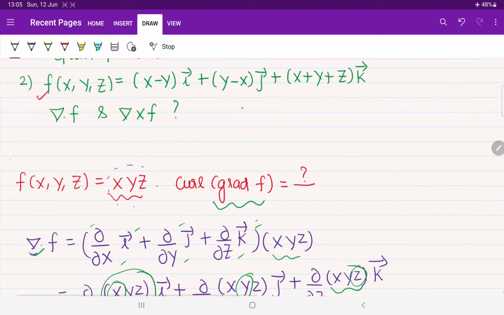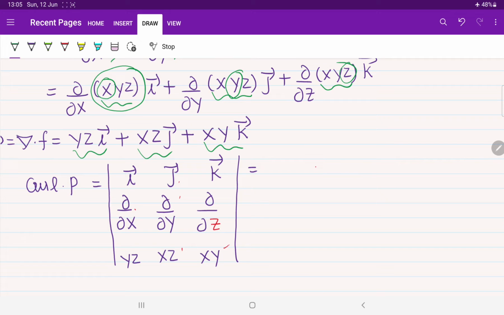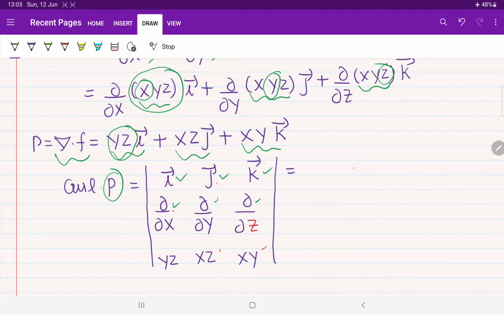Now it's time to calculate the curl of this whole function. I am naming this p, simply to understand. Now tell me, how will you express the curl of a vector field? In the first row we write i, j, k. In the second row we write the differential operator: dou by dou x, dou by dou y, dou by dou z. In the third row we collect the coefficients of the given vector field, here p, or gradient of f. Coefficient of i vector is yz, of j vector is xz, of k vector is xy. So we have substituted yz, xz, xy.